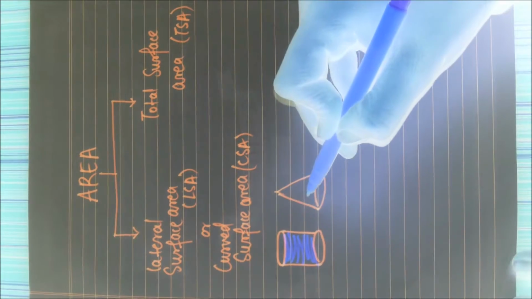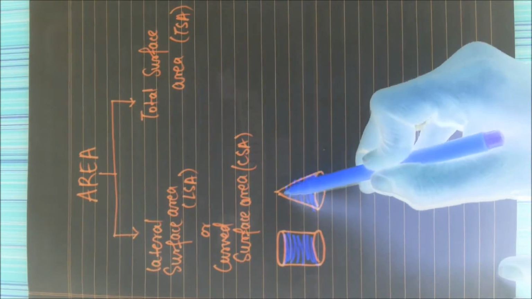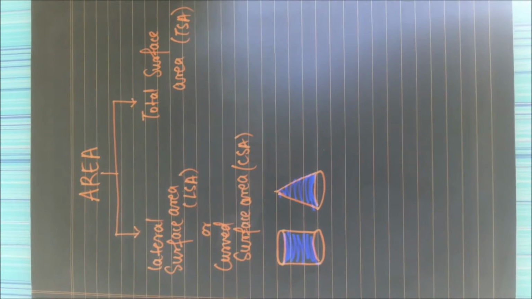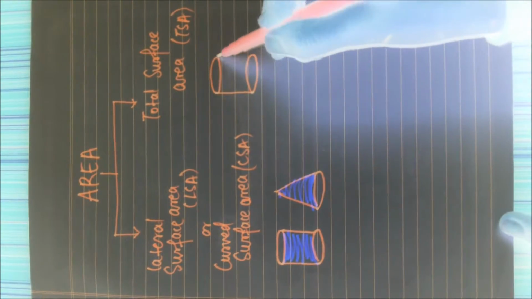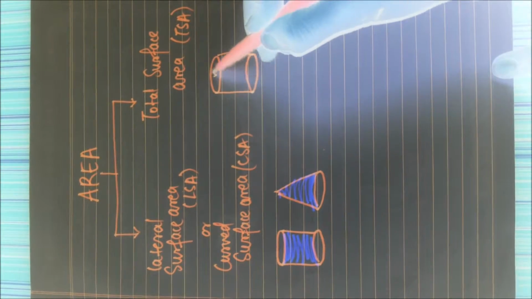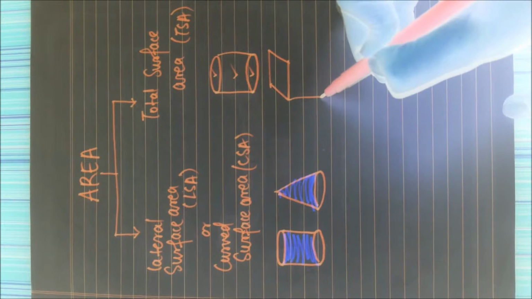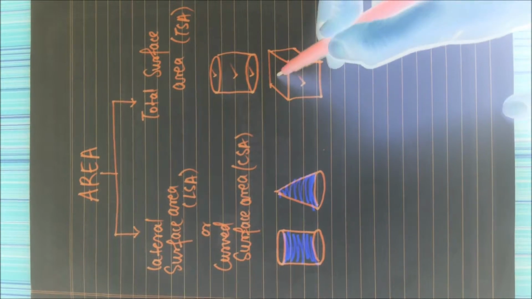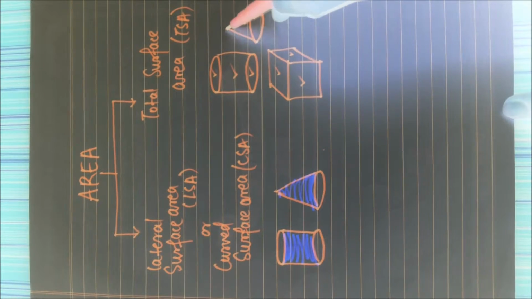Same as with a cone, when you keep a cone on your hand, you don't see the bottom circular portion. All you see is the top curved portion. That top curved portion is called the curved surface area or the lateral surface area. Now what is total surface area? Total surface area includes all the bottoms as well as the top portions of the geometrical shapes. The name itself says that it includes everything, that is total surface area.